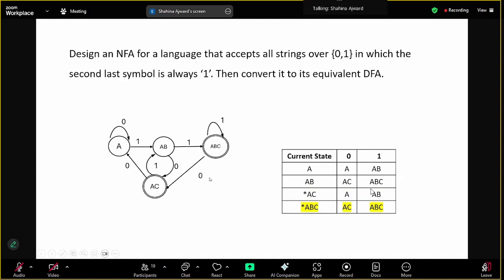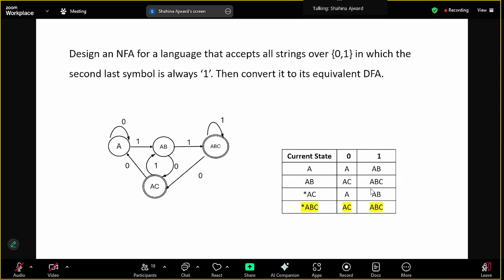Here again, you have ABC. Since it includes C, we draw the double circle. For the input symbol 0, it goes to AC, and for input symbol 1, it self-loops within ABC, right? So this is our final DFA.